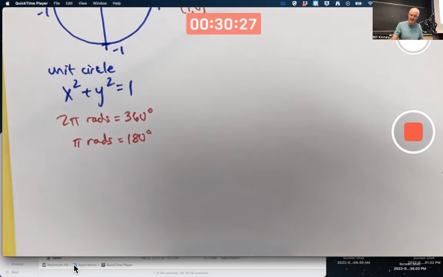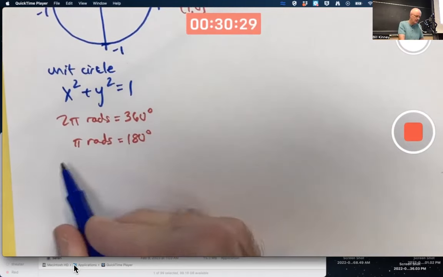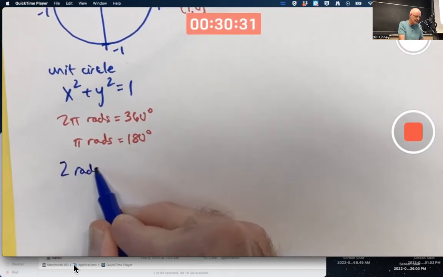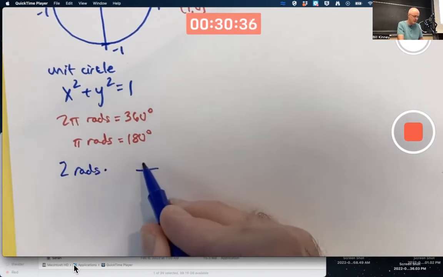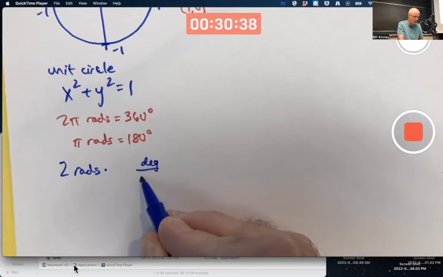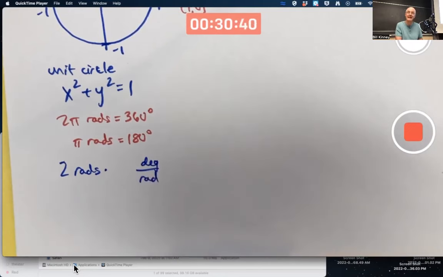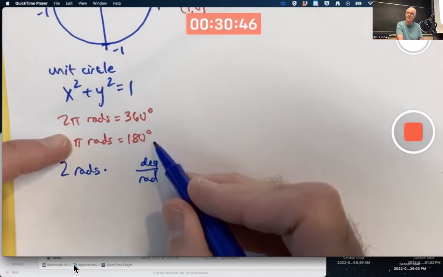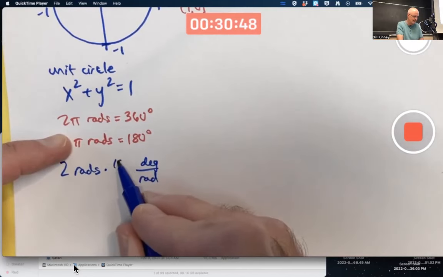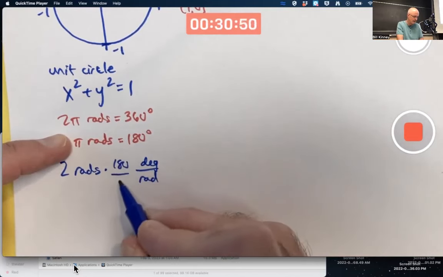If I want to take an angle of 2 radians and convert it to degrees, I need to multiply by a factor whose units are degrees per radian so that the radians cancel. Degrees per radian: divide both sides of this equation by pi radians. 180 degrees per pi radians.